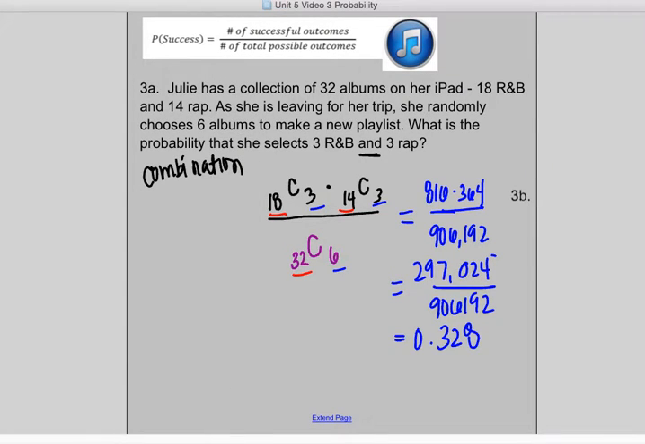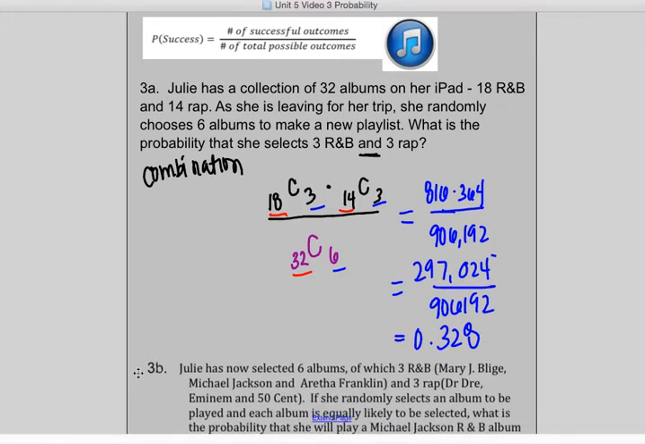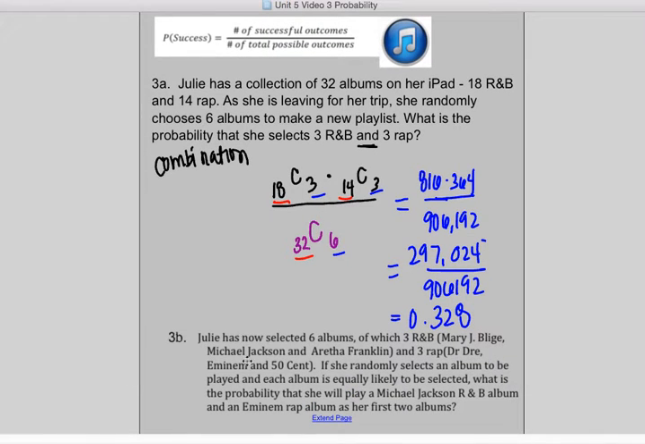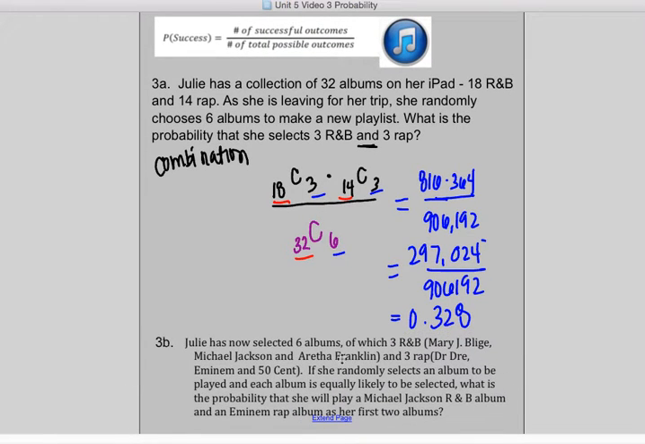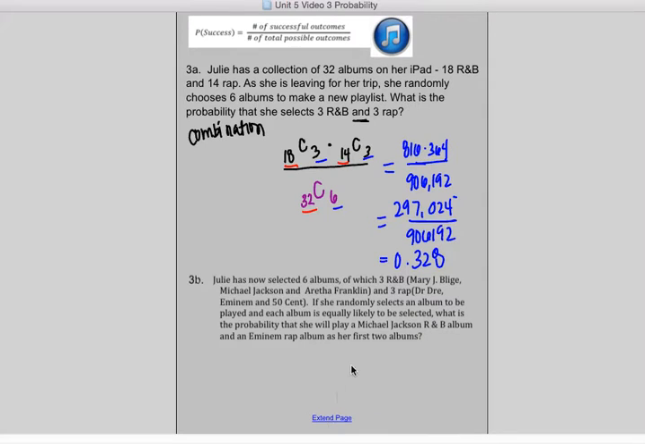All right, 3B. Still talking about Julie. She now has selected 6 albums. Okay, so she's already picked her 6, of which are 3 R&B: Mary J. Blige, Michael Jackson, and Aretha Franklin, and 3 rap: Dr. Dre, Eminem, and 50 Cent.